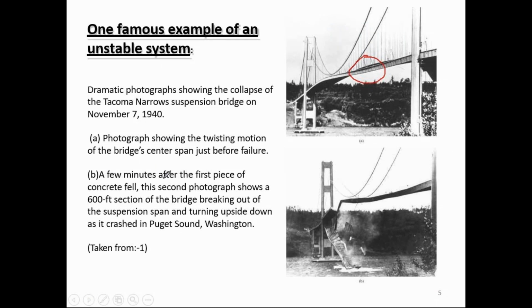A few minutes after the first piece of concrete fell, this second photograph shows a 600 feet section of the bridge breaking out of the suspension span and turning upside down as it crashed into Puget Sound, Washington. If the stability is not working properly, the condition is unstable, and your system will collapse in this way.